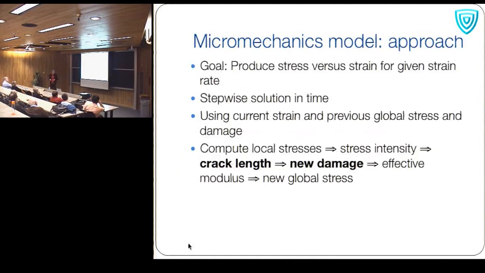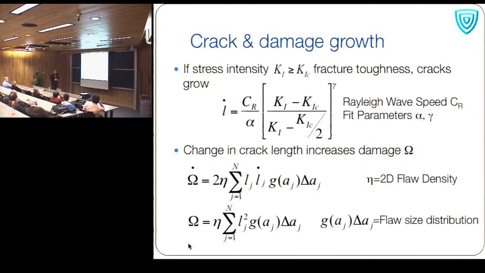So with the stress intensity in hand, we'd like to figure out how the crack lengths have evolved in that load step. How we do that is we use this notion that the crack growth speed is not infinite. The crack growth speed is rate limited. And we assume, for lack of much better information, that it's rate limited by the Rayleigh wave speed. There are these parameters alpha and gamma that temper that Rayleigh wave speed, but in most of the analyses we usually assume alpha and gamma are 1.